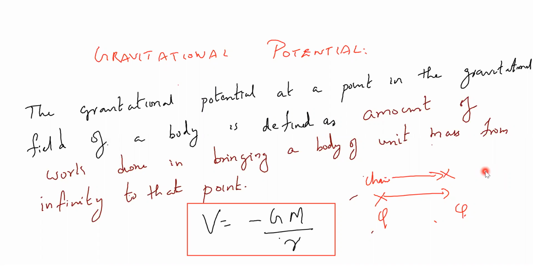No one will ask you to define the gravitational potential or anything. This formula is important: V is equal to minus GM by r. That's it. Just copy down V is equal to minus GM by r.